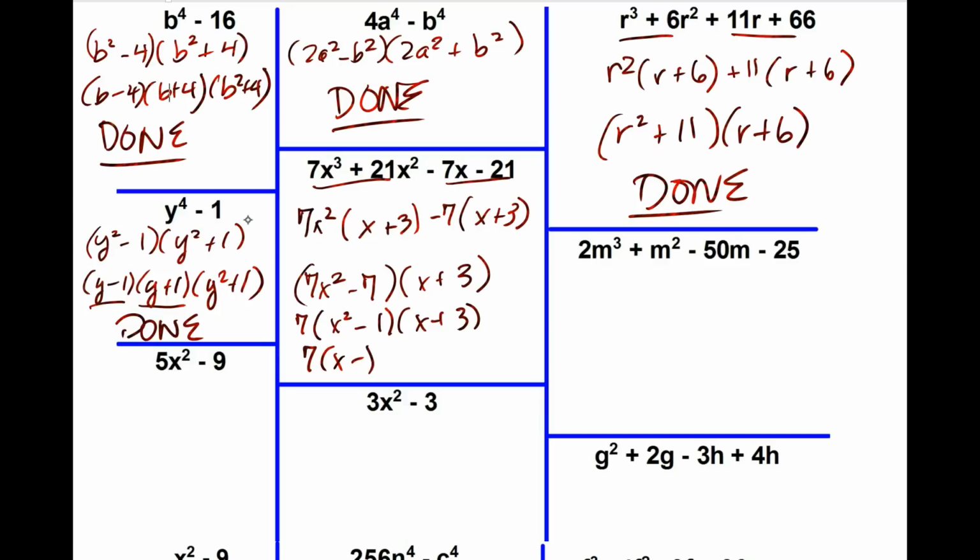X minus 1 times, that's an ugly one, but it'll live, x plus 1 times x plus 3. Y'all, that's the difference of squares gone wild, for real, for real.